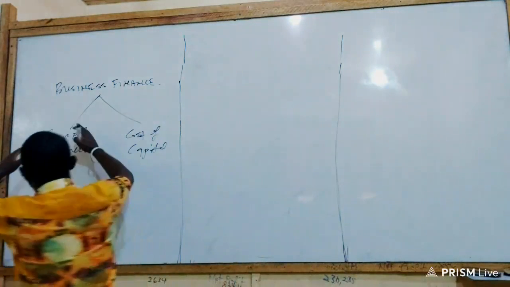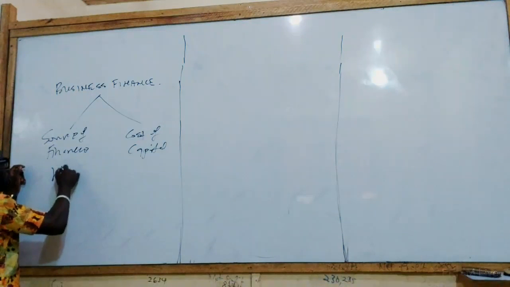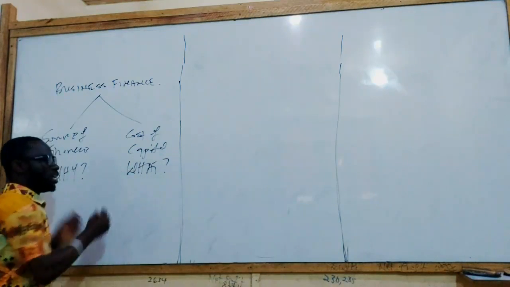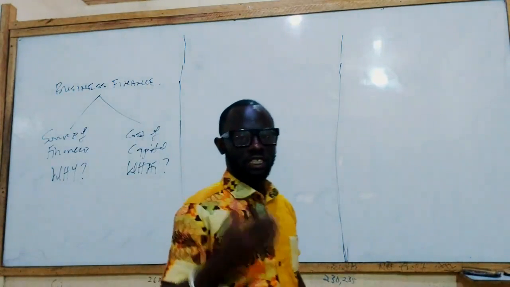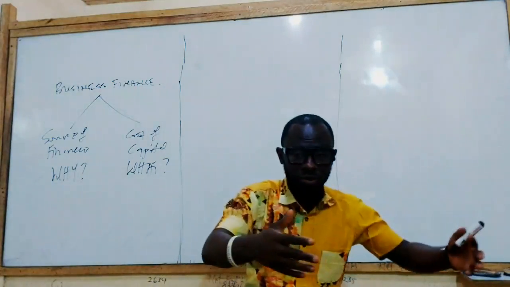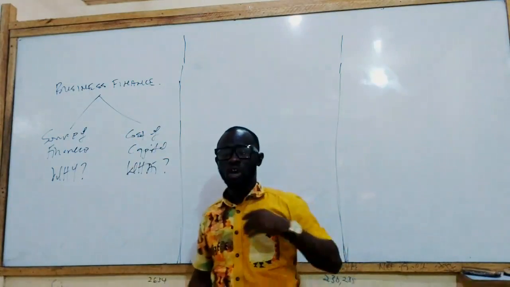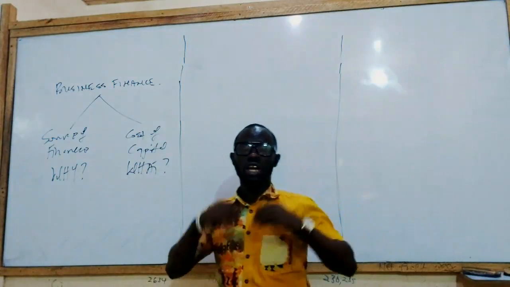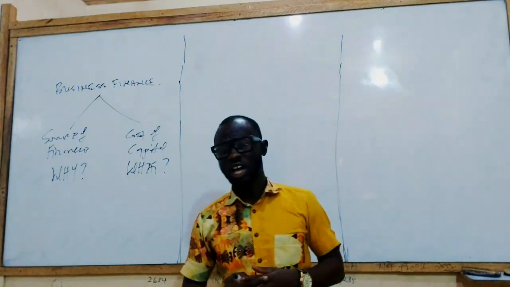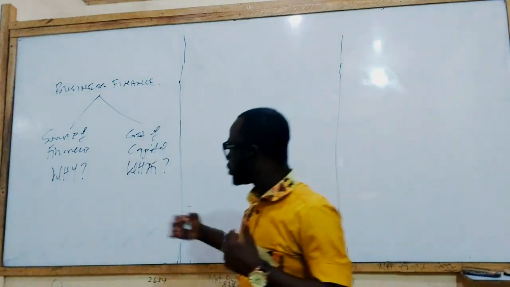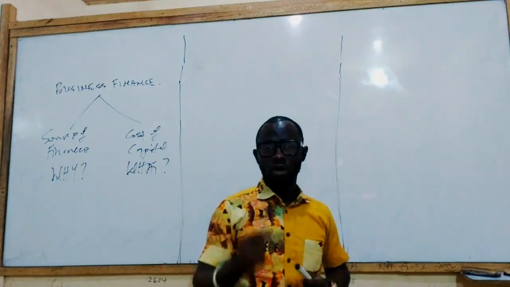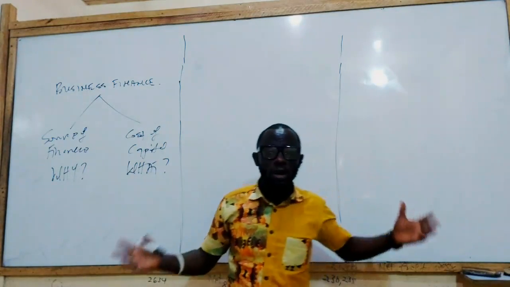So, where do we get the money from is the sources of finance, all right? And what is the cost of the money is the cost of capital. Because as a business, if we want to expand, to grow, to finance investments, to acquire another business, to buy an asset, or to undertake corporate restructuring and corporate reorganization, it has to be financed. The question we ask ourselves is, where do we get the money from, and what is the cost of that money? Because no money is free.